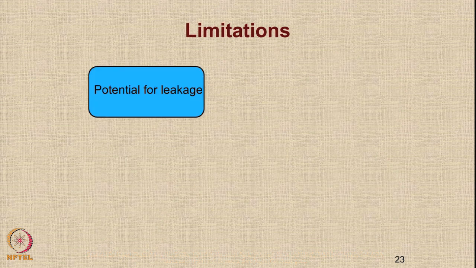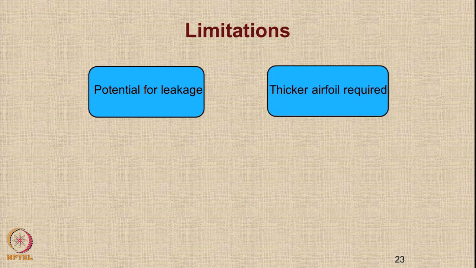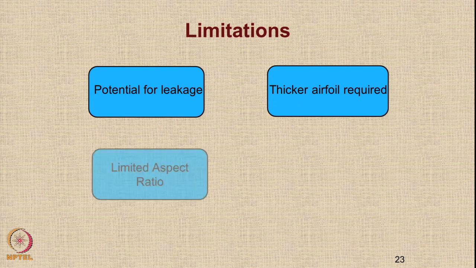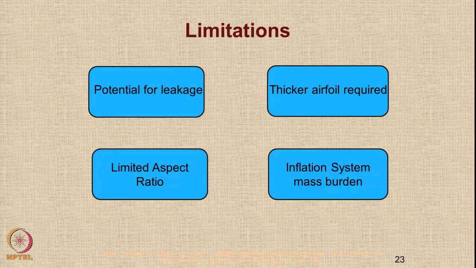but there are also some limitations. One is there is a potential for leakage because it is an inflatable structure. You require a thicker aerofoil because you cannot have very thin and sharp-edged aerofoils with inflatable wings. The aspect ratio is limited because you cannot make it very slender, because the air pressure will not then equally distribute towards the edges, and you have to always carry some inflation system which is either gas or air based, and the mass burden of that adds to the mass of the whole aircraft.